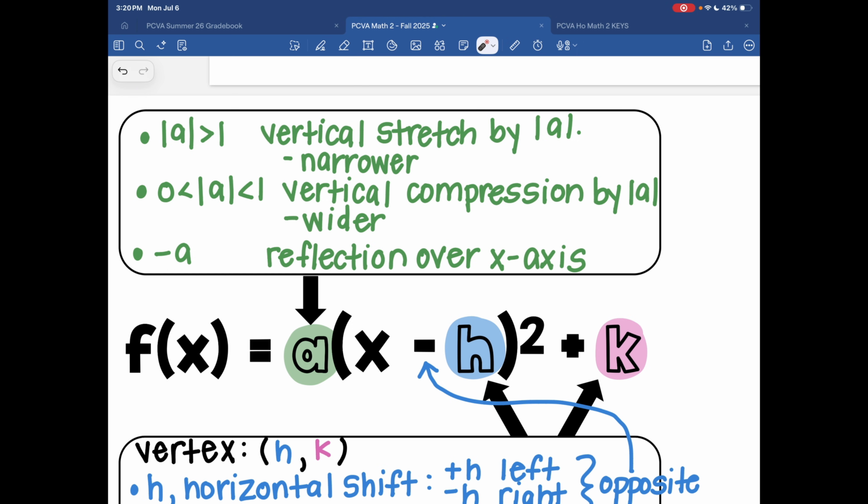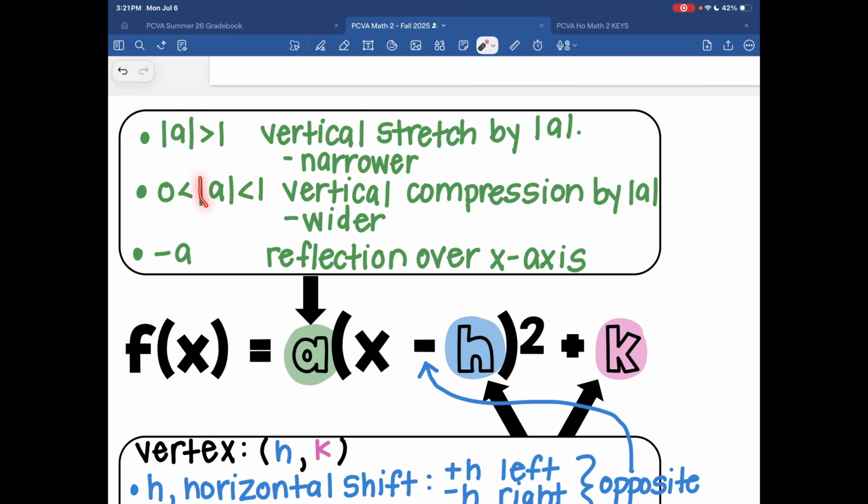So if I have an A value that is greater than 1, we call that a vertical stretch. Now, it's going to vertically stretch by the A. So that means the Y values are going to stretch. Think about it like slime. If I stretch the slime out vertically, then it's going to look narrower. So a vertical stretch actually looks narrower.